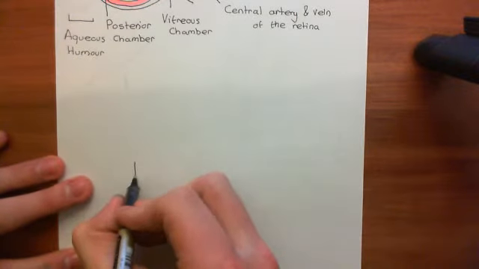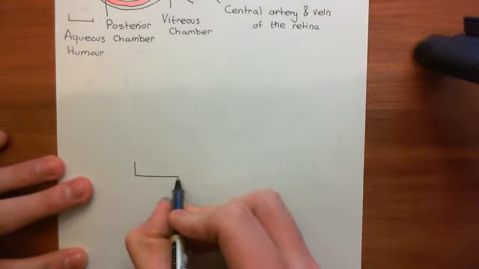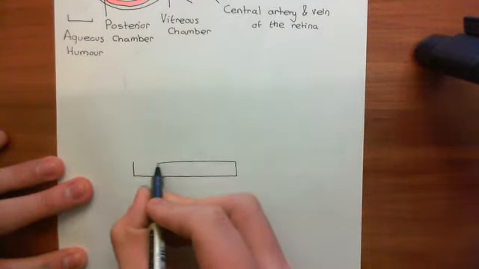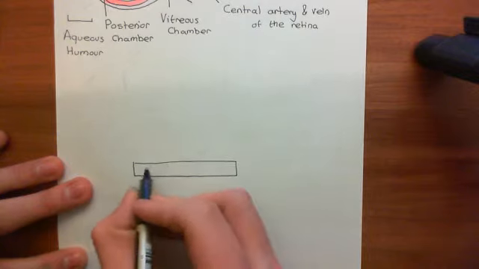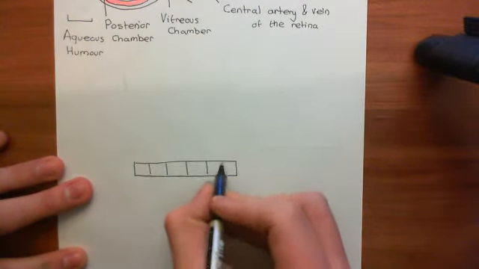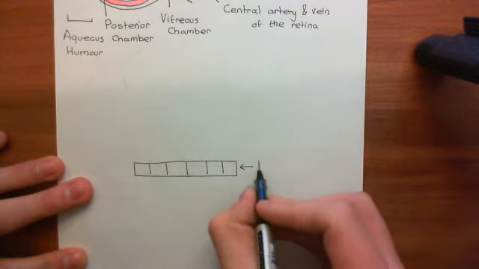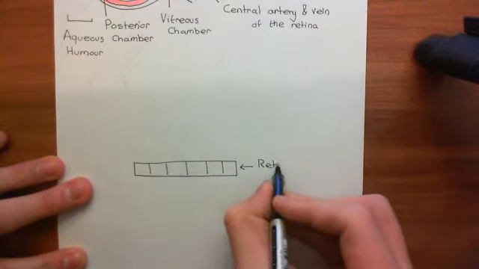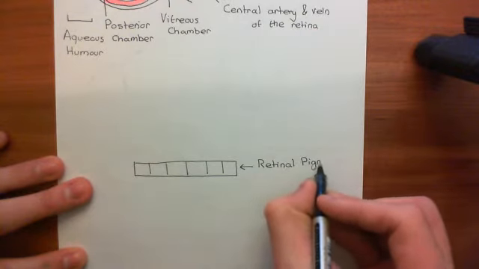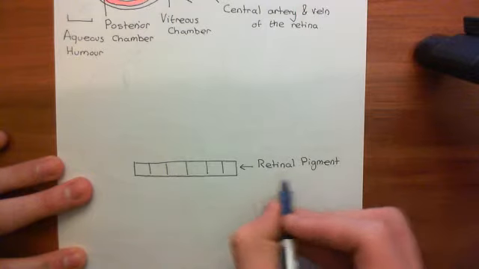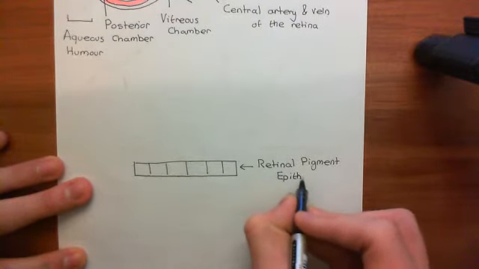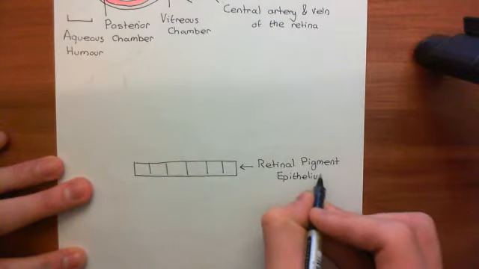So, the bottommost portion of the retina that faces onto the choroid consists of a layer of cells that are known as the retinal pigment epithelium. Okay, so I'll draw these like so. These are called the retinal pigment epithelium, and the retinal pigment epithelium is extremely important. It is involved in the recycling of the retinal pigment, after light has hit it.